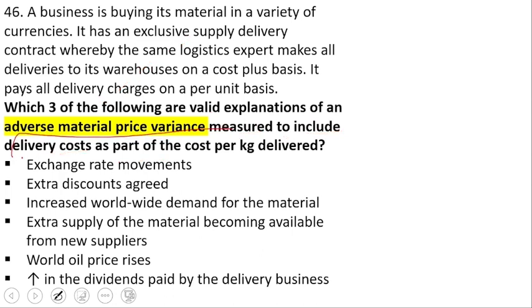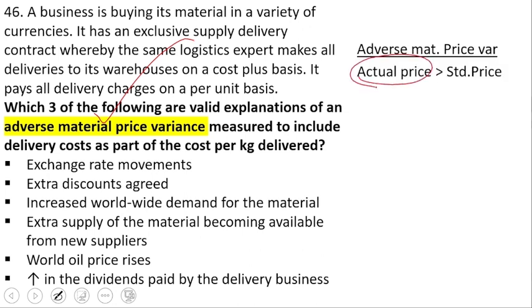So here they have mentioned that the delivery cost is also the part of the direct material cost. When is there an adverse material price variance? When the actual price of raw materials exceeds the standard price. That is when there is an adverse variance. So the first situation, exchange rate movements. Yes, an unfavorable exchange rate will definitely increase the actual price and cause an adverse material price variance.